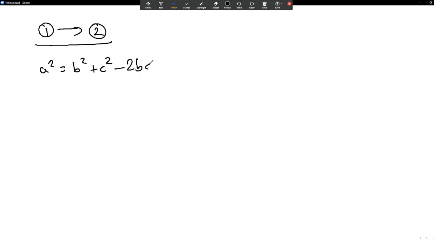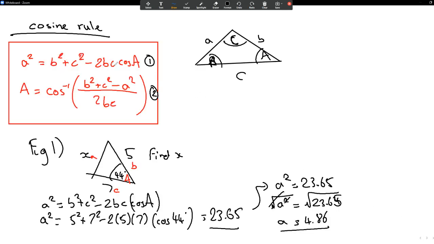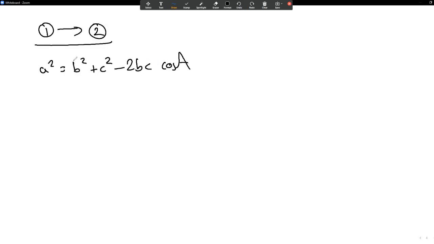It's the same rule, but I'll show you how we get from equation 1 to equation 2. So we have a squared equals b squared plus c squared minus 2bc cos A, like so. Now, we're making A the subject in equation 2, so we want to get A by itself. The first thing we can do is take away b squared and c squared. So we'll get a squared minus b squared minus c squared equals minus 2bc cos A. We just took these two to the other side.